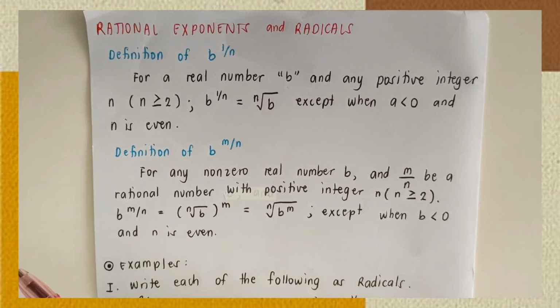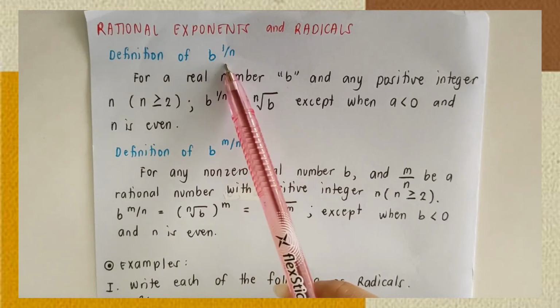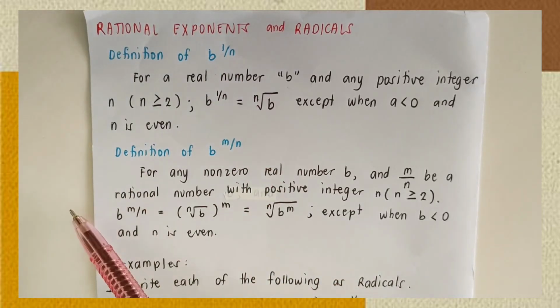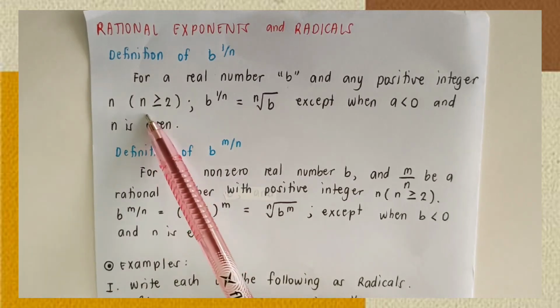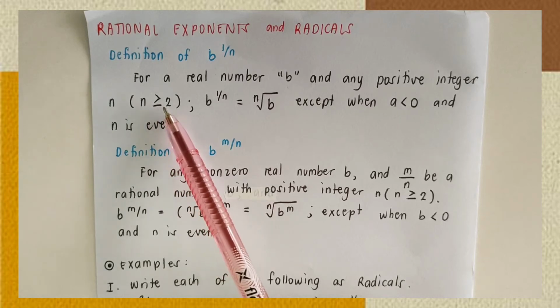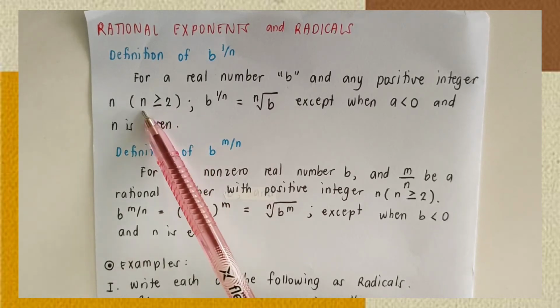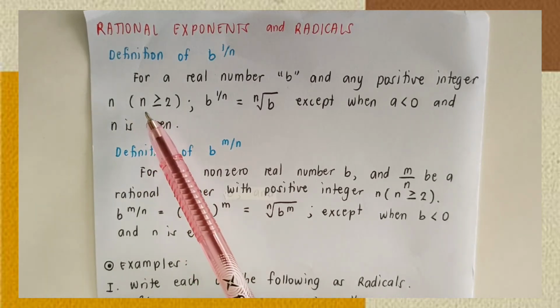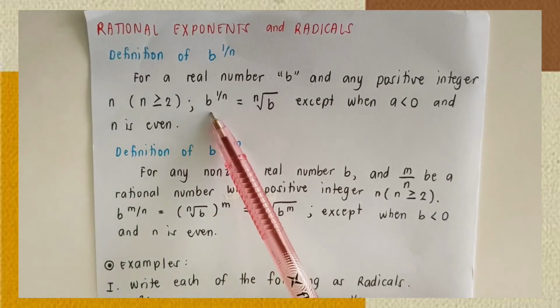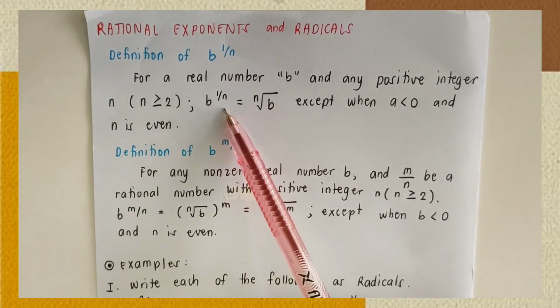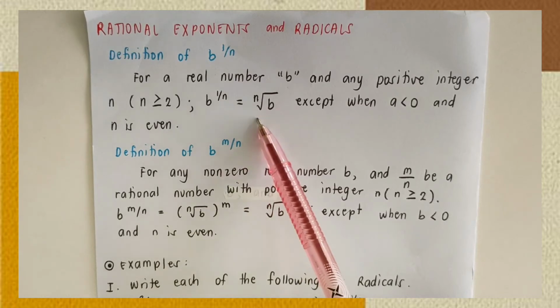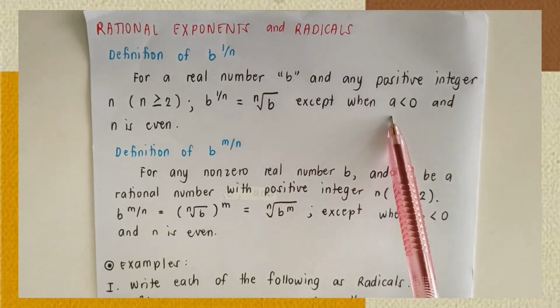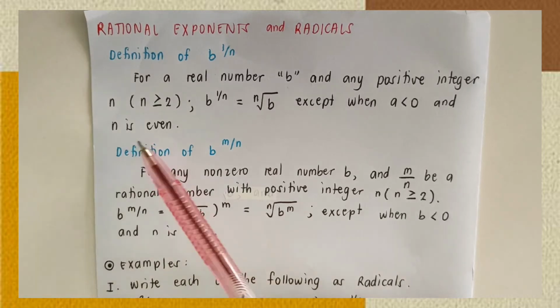Okay, so let us discuss first our first definition of b raised to 1 over n. For a real number b and any positive integer n, take note that your n here is greater than or equal to 2. So we can have the values of n, which is 2, 3, 4, 5, 6, up to positive infinity. And b raised to 1 over n is equivalent to the nth root of b, except when b is less than 0 and n is even.